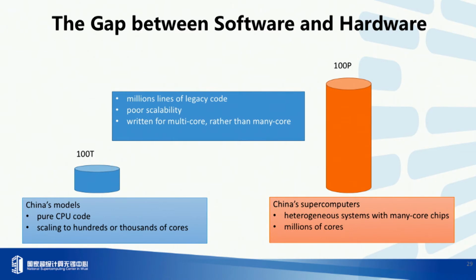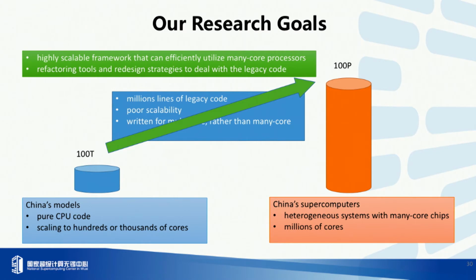Like in China, we already have very good supercomputers, over 50 petaflops, over 100 petaflops. But if you look at the climate models, most of the operational climate models in China are only using a scale of computing resource around maybe 100 teraflops. They are pure CPU, and they only scale to a few thousand CPU cores. Now, part of the barrier is, of course, as I mentioned, there are millions of lines of legacy code, and they were not designed for this kind of scale of parallelism, and also not for this kind of many-core architecture. So how do we solve that?